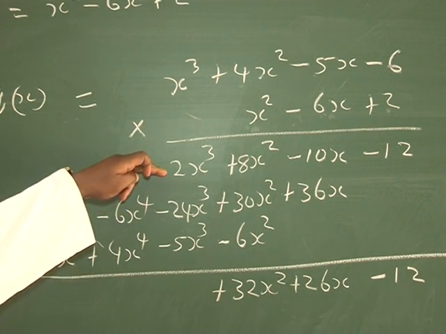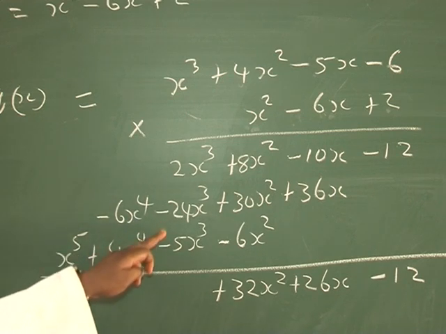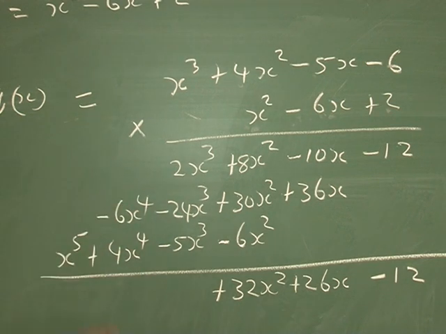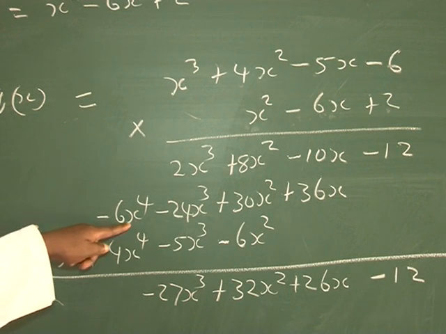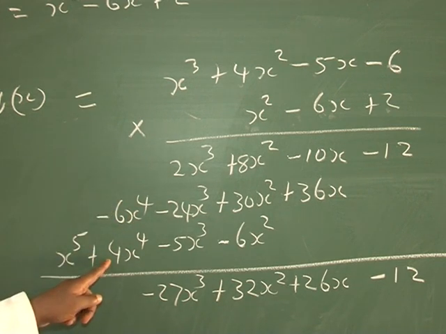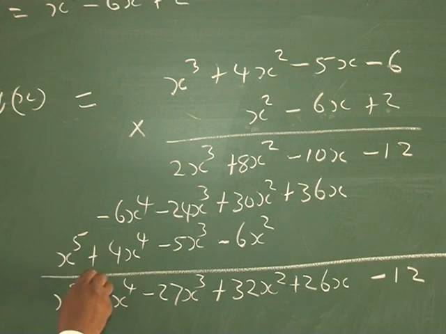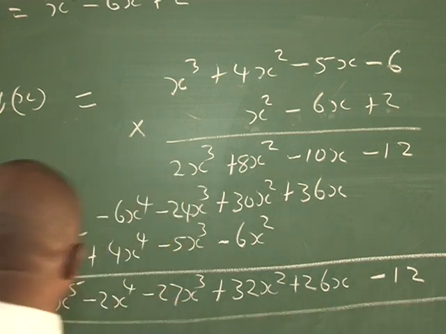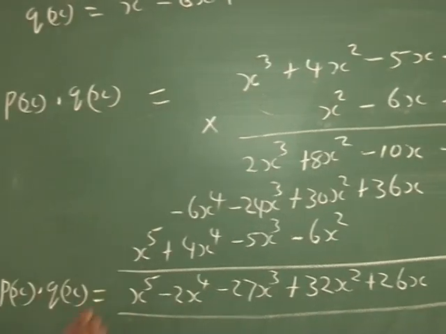Now we have minus 24 minus 5 give us minus 29x cubed plus 2x cubed. That gives us minus 27x cubed. Then we have this minus 6x raised to the power 4 plus 4x raised to the power 4. That will give us minus 2x raised to the power 4. Then we have x raised to the power 5. This becomes the result of p of x times q of x.